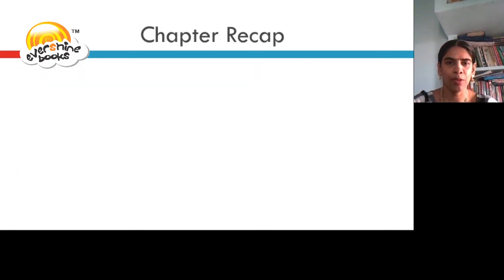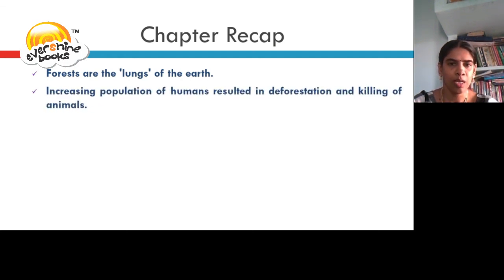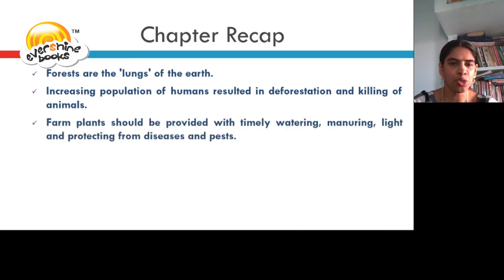Let us have a chapter recap. We know that forests are the lungs of the earth. Increase in the population resulted in deforestation and killing of animals. Farm plants should be provided with timely watering, manuring, light, and protection from diseases and pests. New trees should be planted wherever possible.